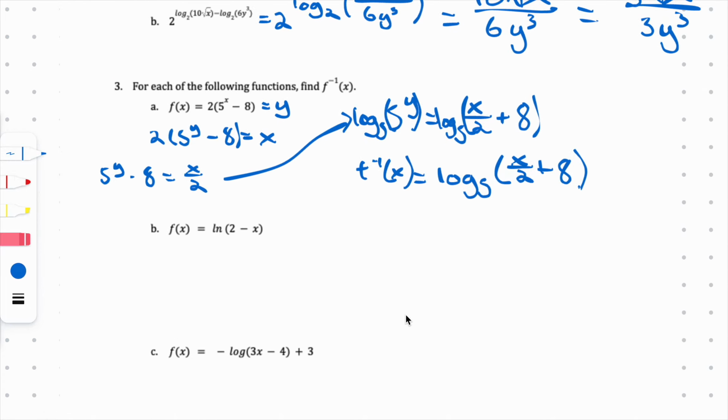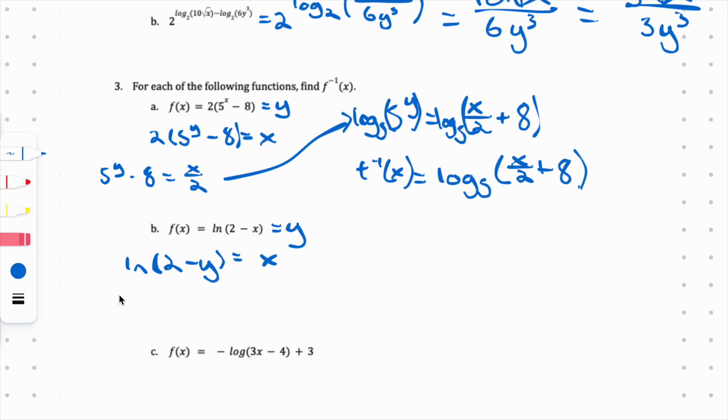So now let's talk about b. How would we undo this? So before we had an exponential, right? f of x was an exponential function. But now it's a logarithmic function. So when we undo it, it's going to look a little bit different. Well, this is ln, which means log base e, essentially. And so when we undo that, how we want to undo that, right? This is equal to y. Well, let's first swap x and y. I'm getting a little bit ahead of myself. So we say ln of 2 minus y equals x.